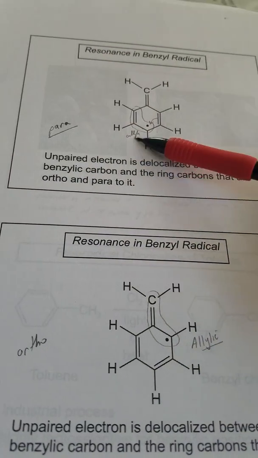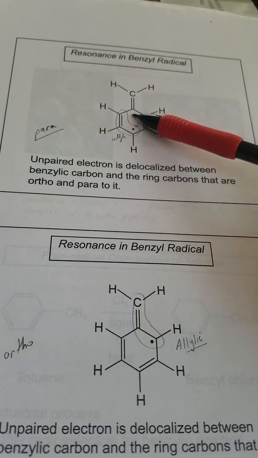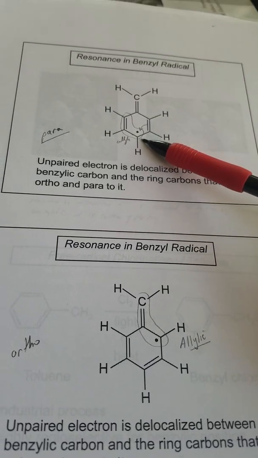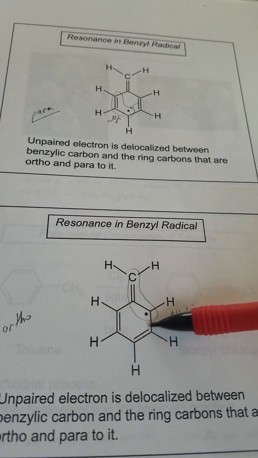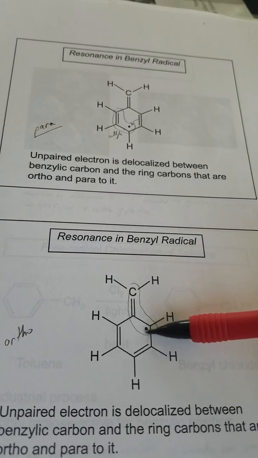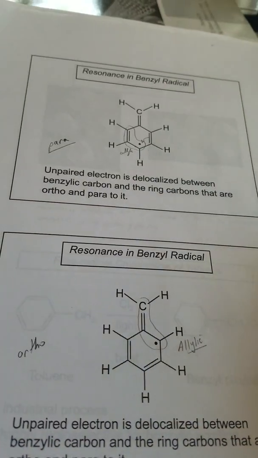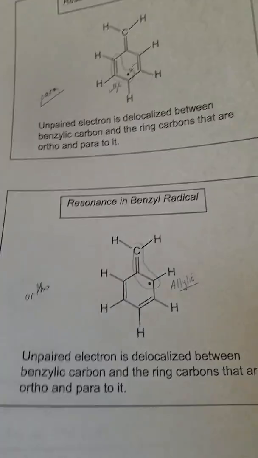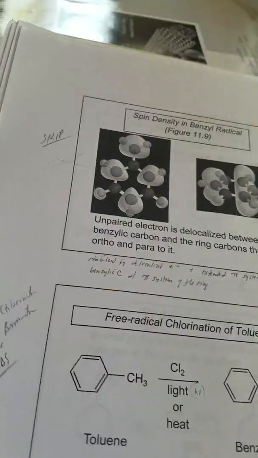If you take that one and do another allylic rearrangement, you'd be in the para position. If you do the next one, that'll be in the ortho position. So you can see that you're going to have ortho-para type of situations on this molecule.